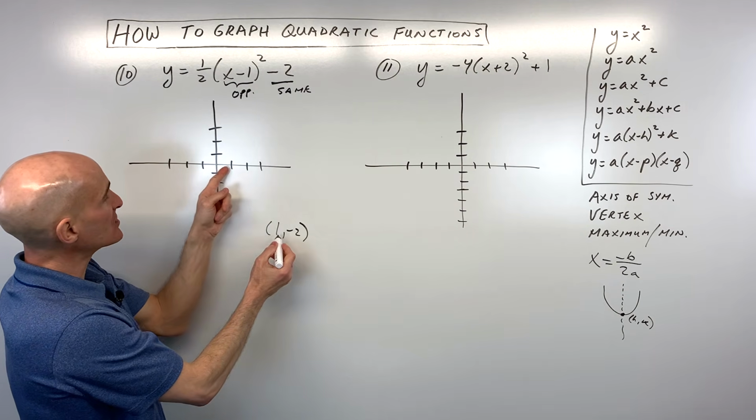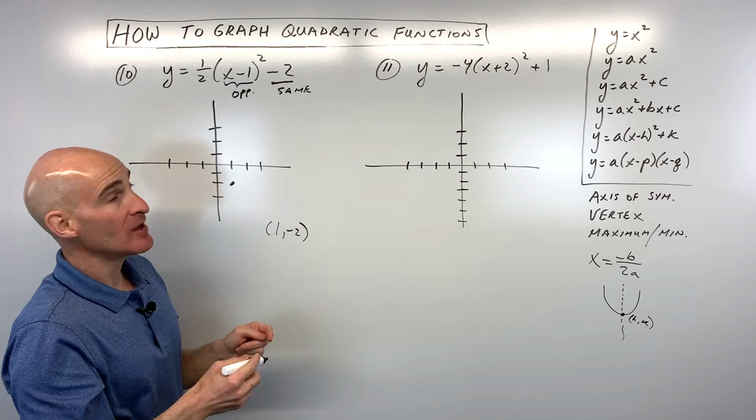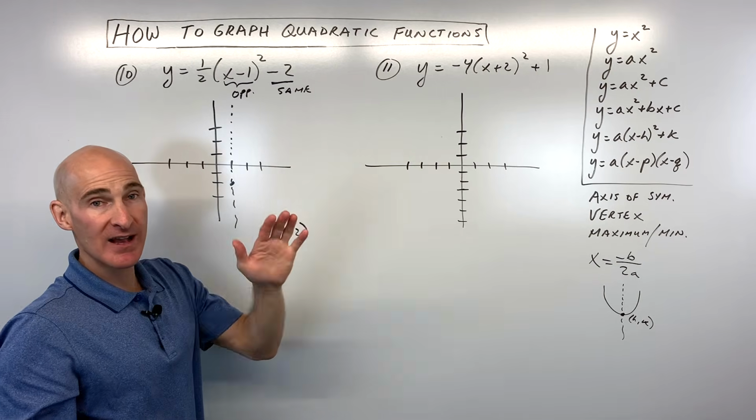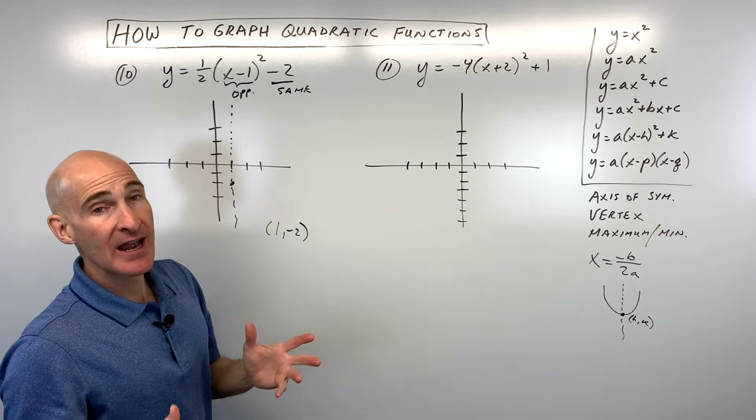So let's see. The vertex here is right 1, down 2. Okay, so that's your vertex. And then here's your line of symmetry that divides the parabola in half. If you fold it over that line, it matches to itself. And now you have a lot of different options.